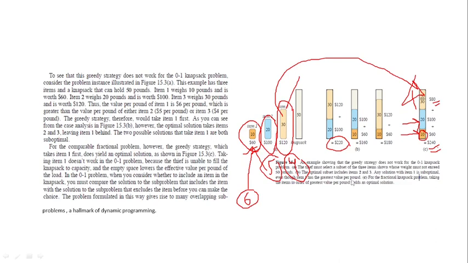That means for the greedy method, fractional knapsack is the best problem to be implemented. Or in other words, the greedy method is not suitable for 0-1 knapsack. On the contrary, for fractional knapsack, the greedy method is a perfect choice. So I hope you understood this difference between fractional knapsack and 0-1 knapsack.